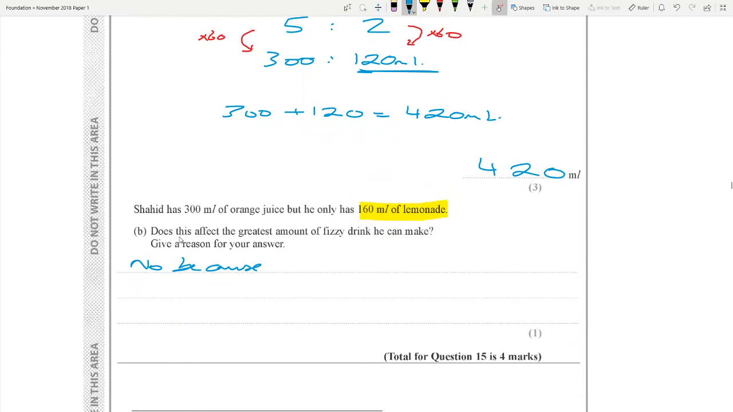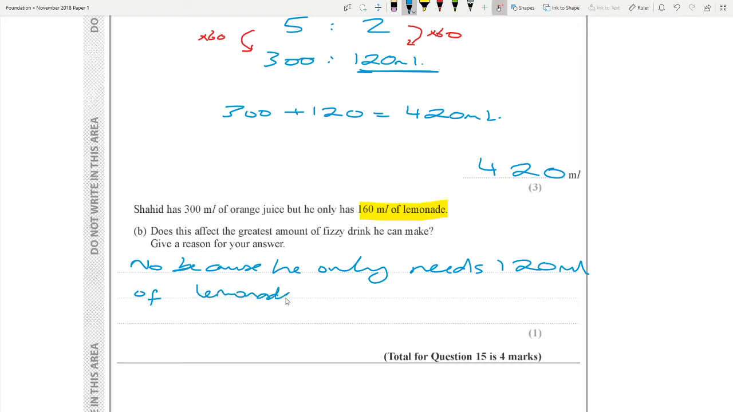So coming back to B anyway. Shahid has 300 milliliters of orange juice. He only has 160 lemonade. Does it affect the greatest amount? Well, no, because he only needs 120 milliliters of lemonade. The extra 40 will have no effect. Okay, moving on.